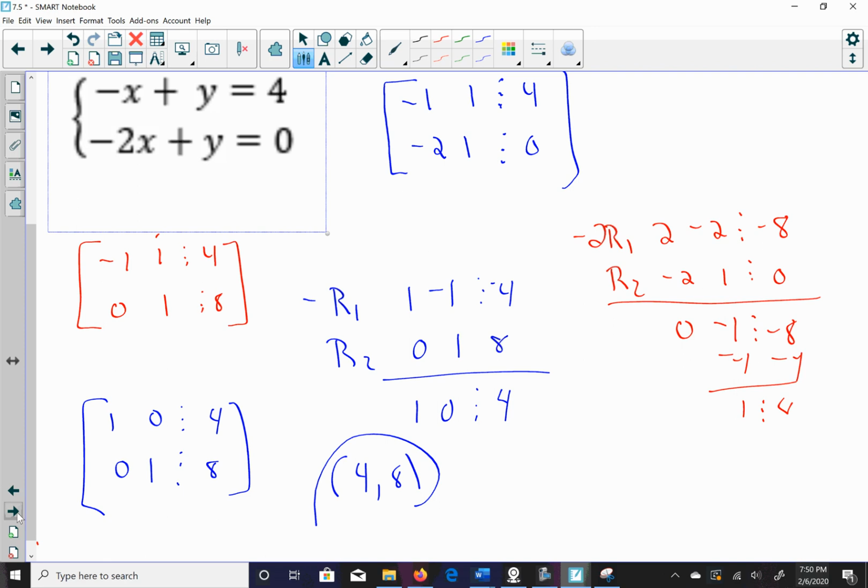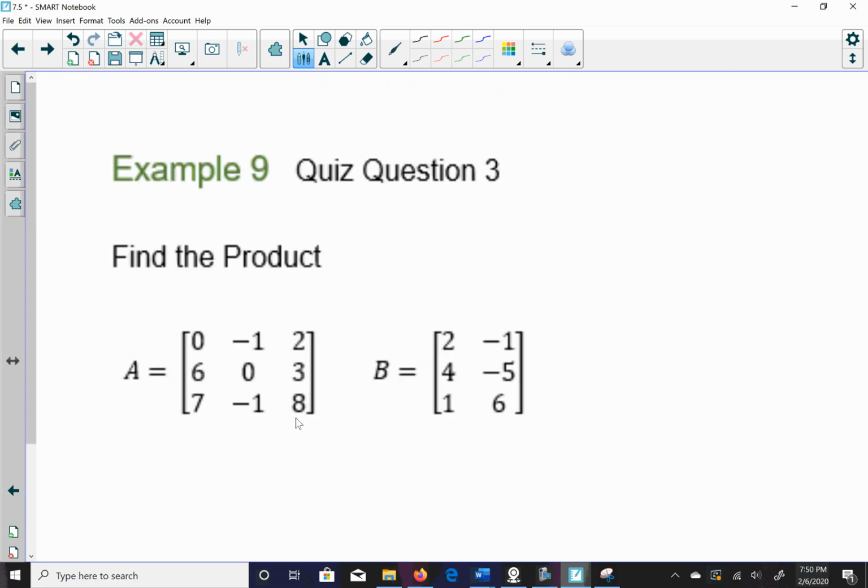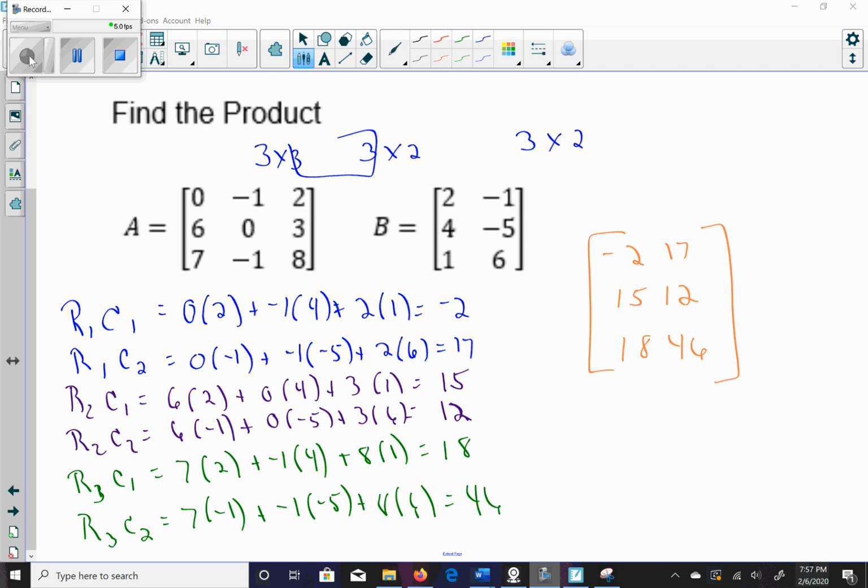Okay, the next example is one where you're going to be asked to multiply, and that's going to be the third question for the quiz. So I'll give you a minute to do it. And as promised, here's all my work for multiplying the two matrices. I should end up with a 3 by 2.